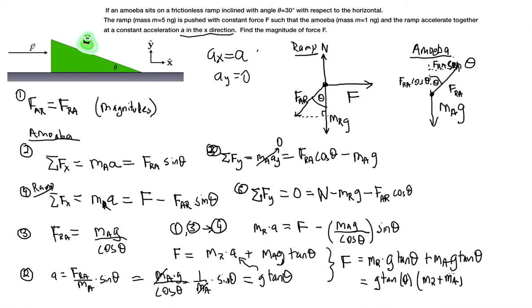If you plug in your numbers that are given in the problem, mass of ramp is 5 nanograms, mass of the amoeba is 1, theta is 30, g is 9.81 meters per second squared. My calculator, good old trusty Huey, tells me that the answer is 34 nanonewtons. All right, I think that's what we wanted to do.